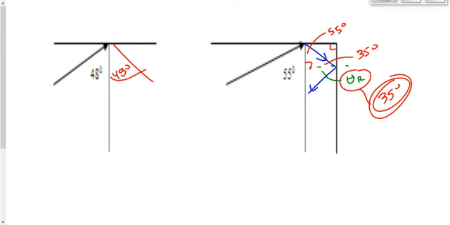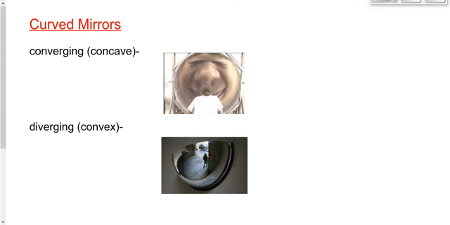This is reflection off of plane, flat, even mirrors. What happens when we reflect off of curved mirrors? Curved mirrors that look something like this. Now, the law of reflection will still hold every single time. We're going to draw some diagrams today with these curved mirrors, and you're going to find that the angle of incidence will still always equal the angle of reflection. But because the mirror isn't flat, it's a little bit harder to see the angle of incidence and angle of reflection being equal to each other.